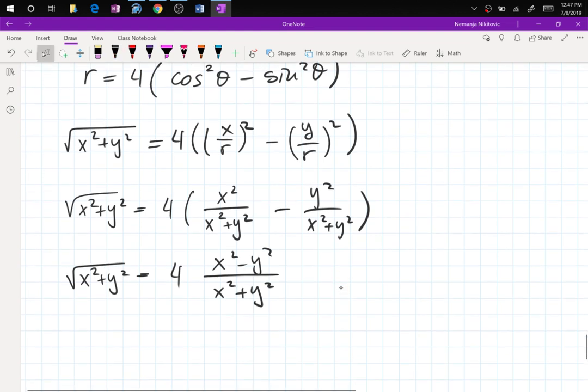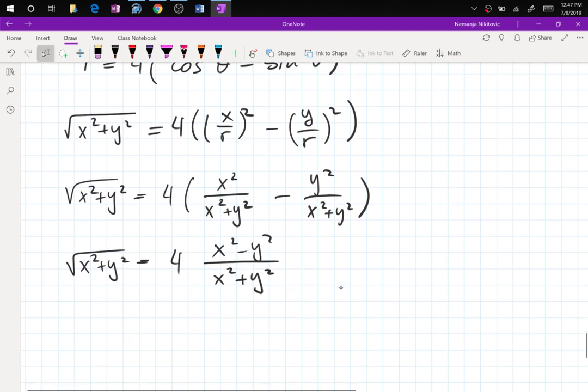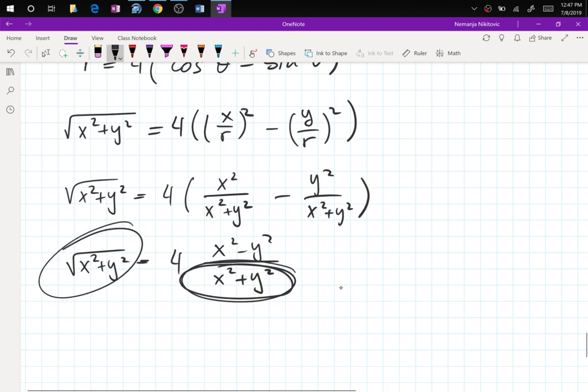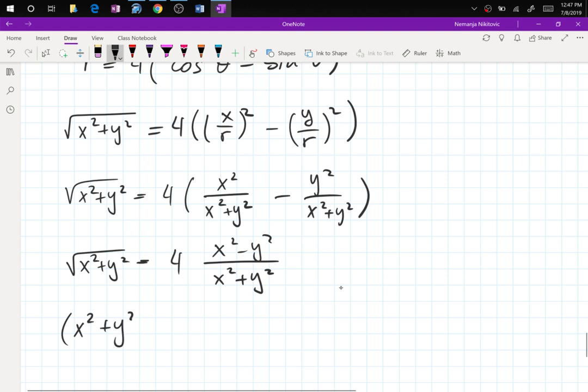Now you can move the denominator to the other side by multiplying it. It picks up the power. You have an exponent 1 and an exponent half. 1 plus a half is 3 halves. So x squared plus y squared to the 3 halves is equal to 4 times x squared minus y squared. And then that's it. From this point on, you can just cry. There is no way to solve this for y equals everything else, because a flower is not a function. You can't have y equals everything else.